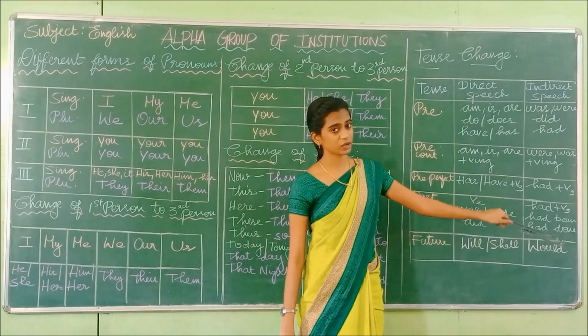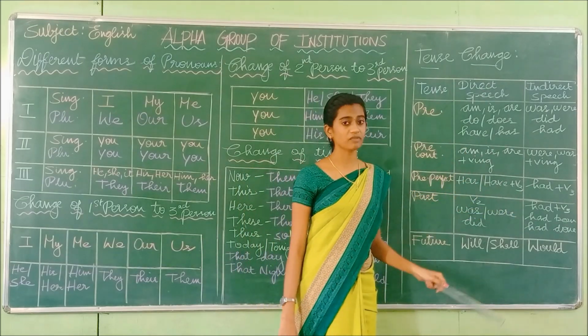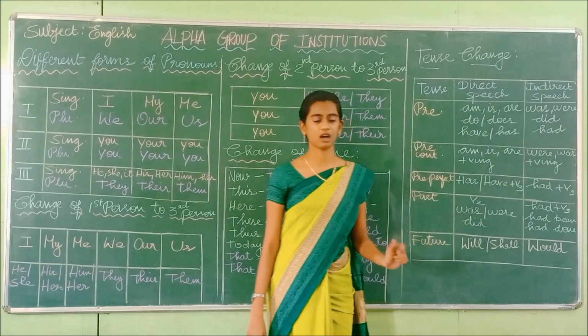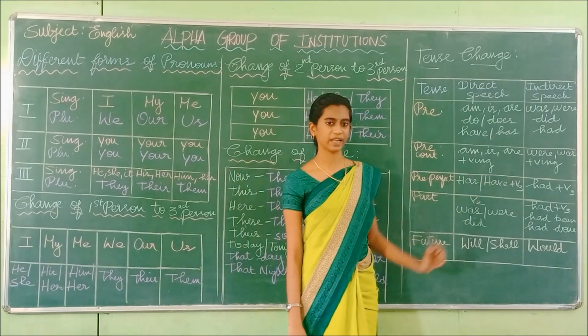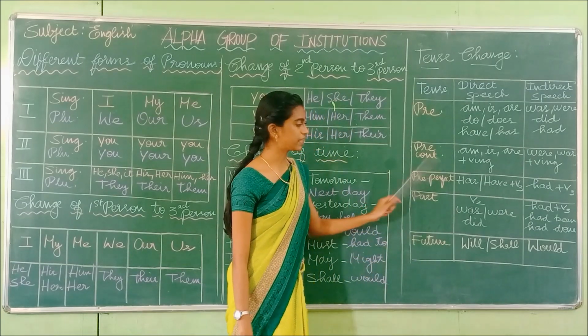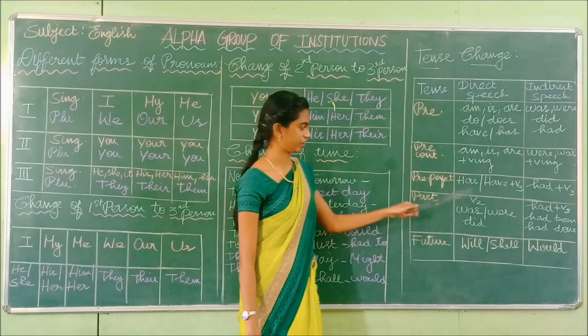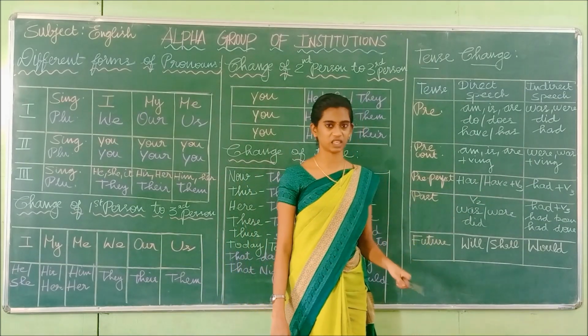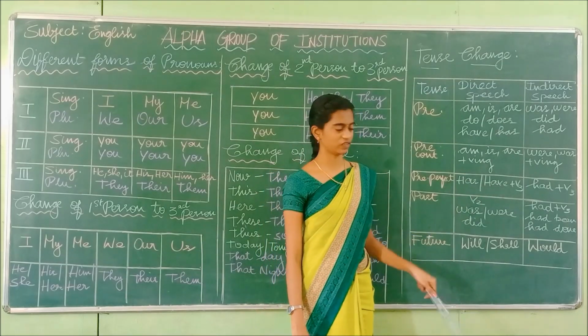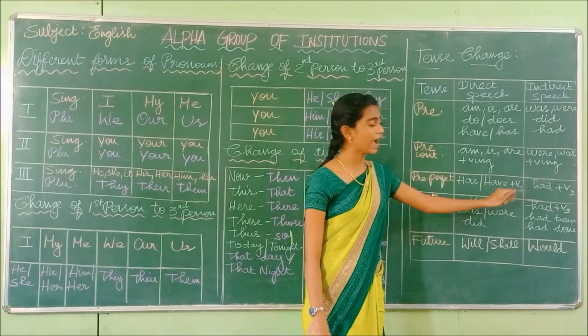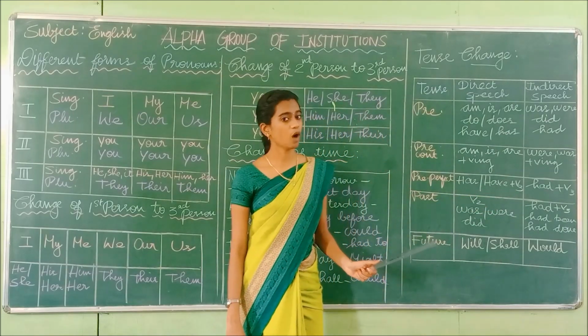So while changing into indirect speech, am, is or are will be changed into was and were. Okay, it will be changed into was and were plus verb plus ing. The next one, present perfect. Have or has plus B3, B3 means past participle. So this will be changed into had plus B3 in indirect speech.